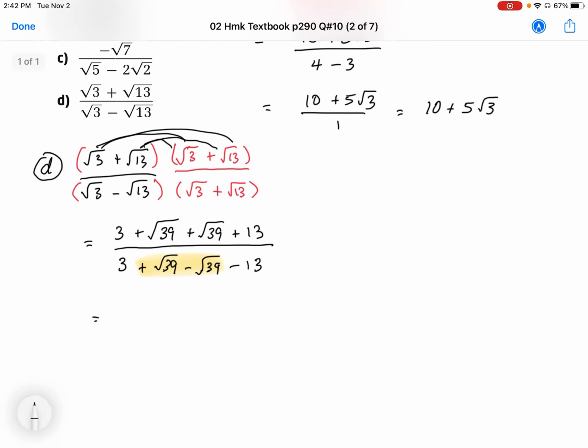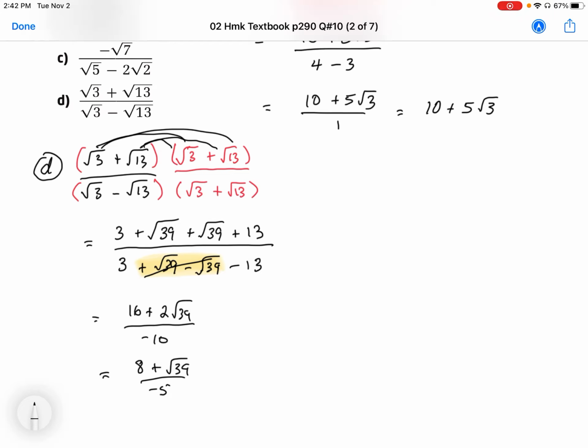So simplifying this, combining like terms, I get 16 plus 2 root 39. There are no common square factors in root 39. In the denominator, I get this cancels out. So 3 minus 13 is going to give me negative 10. I do have to simplify this. So there's a common factor of 2. So this simplifies to 8 plus root 39 over negative 5.